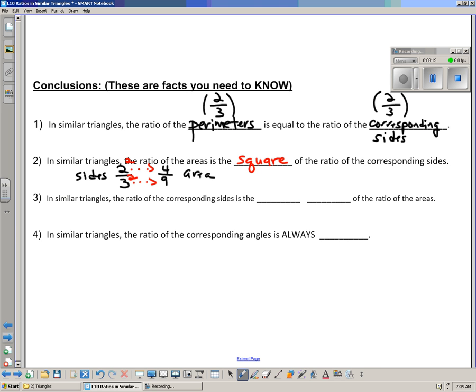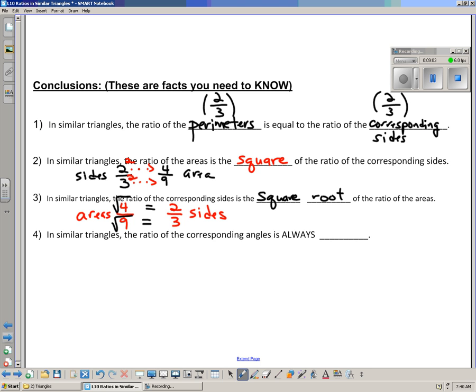And now question 3 is asking us to go backwards. It says in similar triangles, the ratio of the corresponding sides is the blank blank of the ratio of the areas. So now we want to start with the area ratio and go to the sides ratio. So to go from sides to areas, we square, and the opposite of squaring is to take the square root. So if we take the square root of 4, we get 2. We take the square root of 9, we get 3. So the ratio of the corresponding sides is the square root of the ratio of the areas.